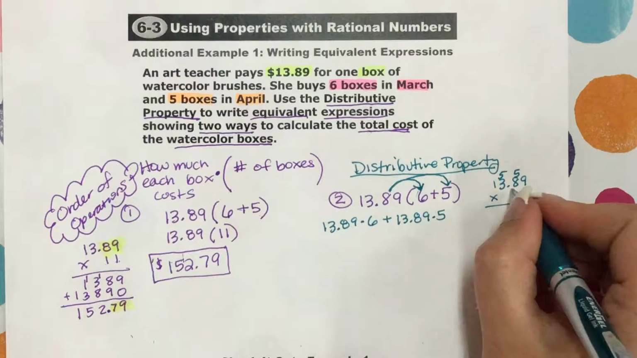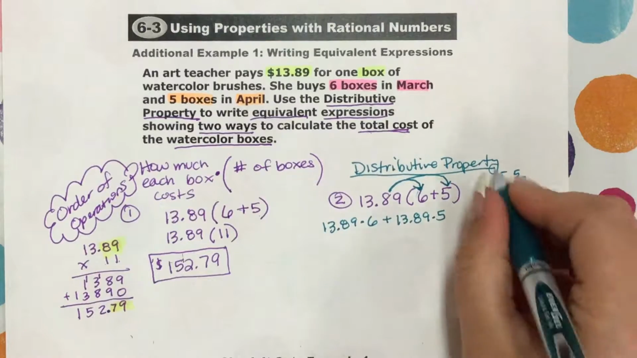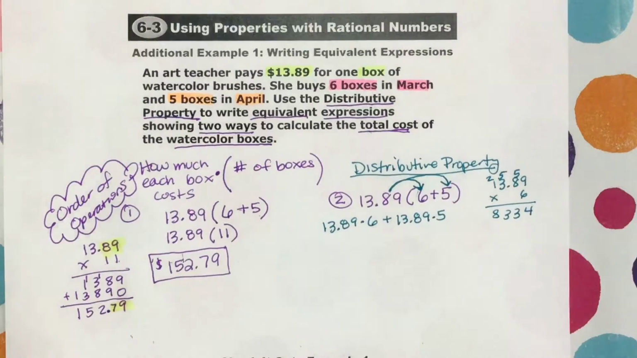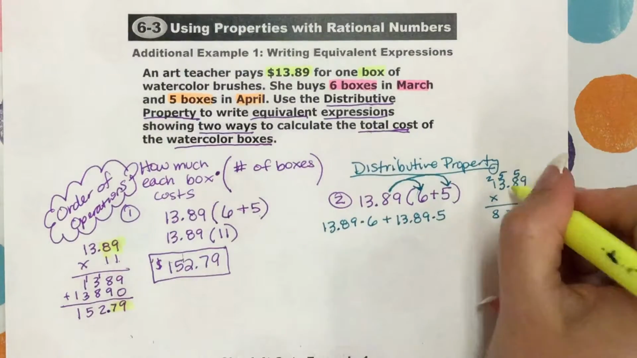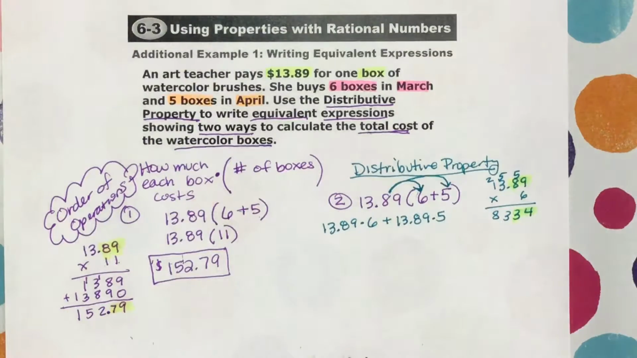6 times 3 is 18. Plus 5 would be 23. Write the 3, carry the 2. 6 times 1 is 6. Plus 2 is 8. Now I just have to determine where that decimal goes. There's 2 decimal places. It means there's 2 in our answer.